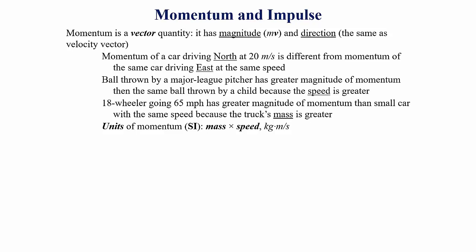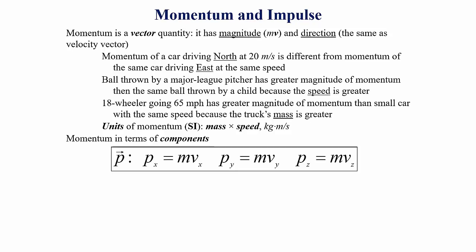The units of momentum are kilogram meters per second. They're not given their own unit. Because momentum is a vector, we can talk about it in terms of components. The x component of the momentum will be related to the x component of the velocity. The y component of the momentum is related to the y component of the velocity. The z component of the momentum equals the mass times the z component of the velocity. So we can look at the components of the momentum vectors and relate them to the components of the velocity vectors.